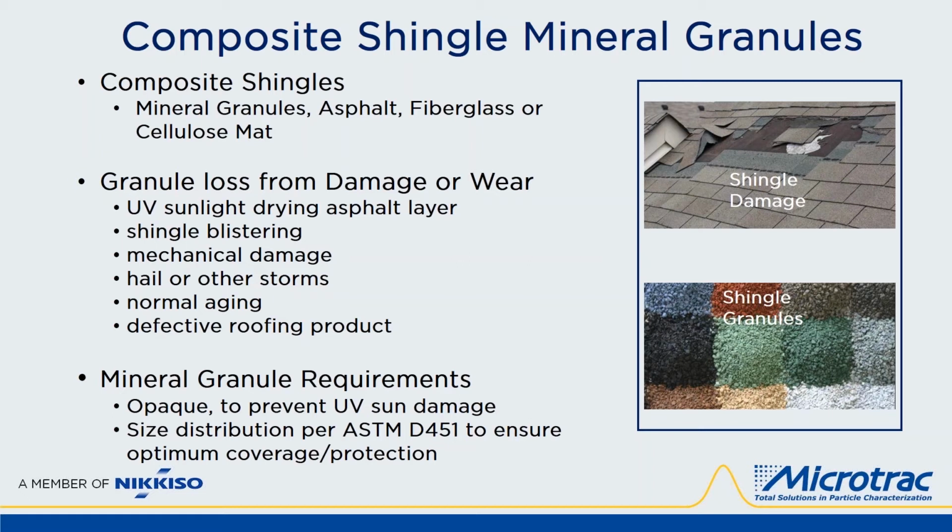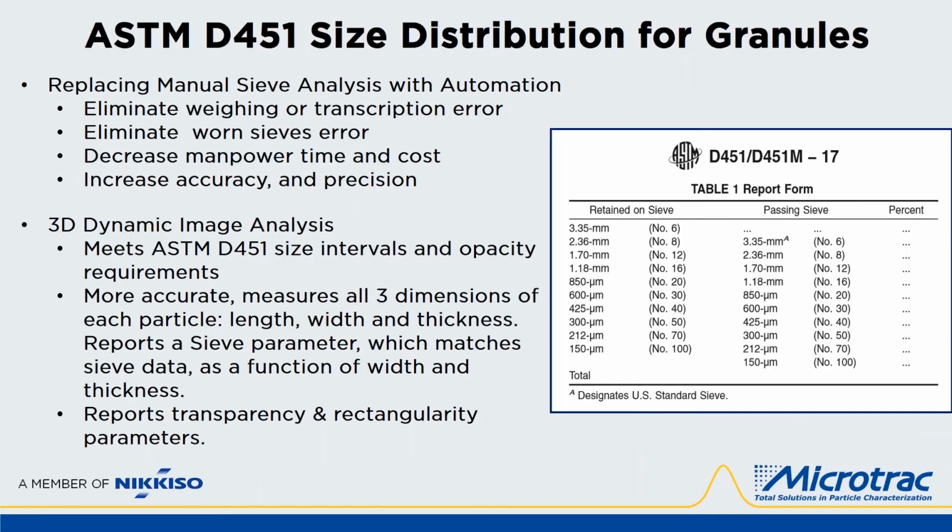Granule loss from damage or wear comes from ultraviolet sunlight, drying of the asphalt, shingle blistering from heat, mechanical damage, hail, normal aging, and defective roofing. The mineral granules must be opaque to prevent the UV sun damage, and their size distribution must be reported in the size intervals published in ASTM Standard D451.